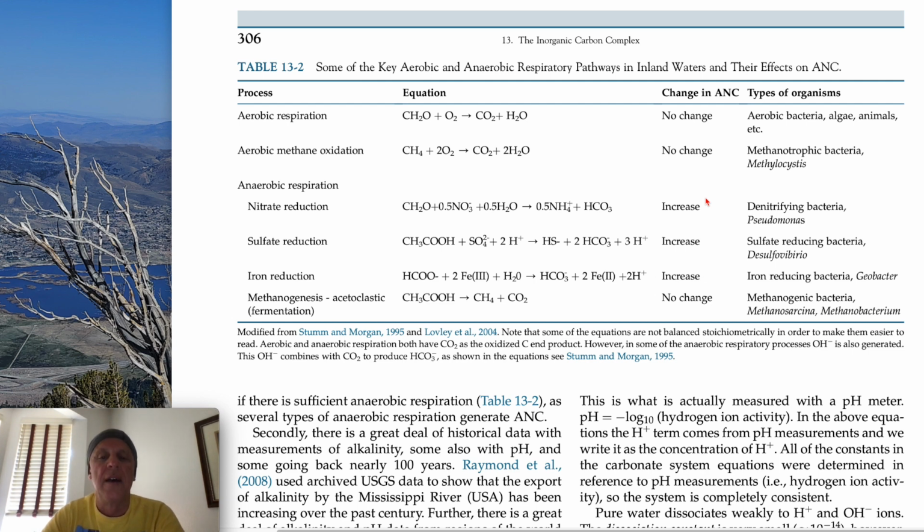Sulfate reduction: ethanoic acid plus sulfate plus 2 protons is equal to hydrogen sulfide plus 2 bicarbonate plus 3 protons. That increases the ANC, and sulfate reducing bacteria such as Desulfovibrio are an example of that reaction. Iron reduction: we have a carboxylic group plus 2 ferric plus water is equal to bicarbonate plus 2 ferrous plus 2 protons. That increases the ANC. Iron reducing bacteria are an example, such as Geobacter.